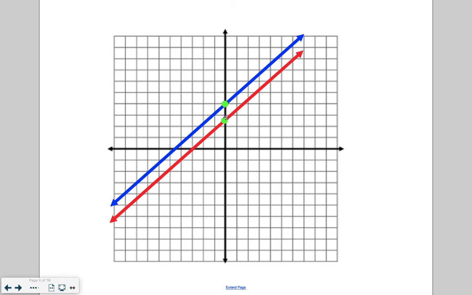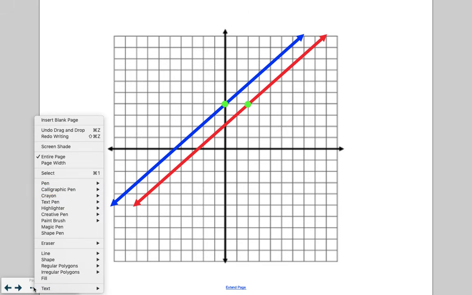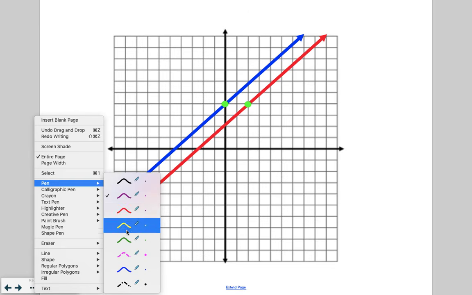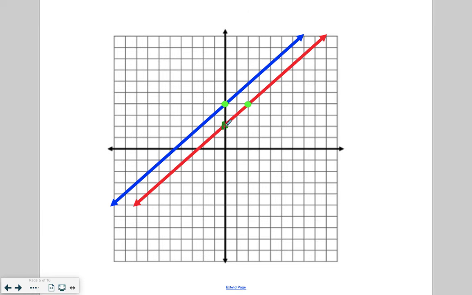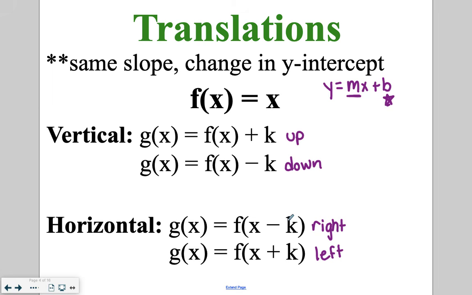Now, with the left and right, if I take this point and I shift it 1, 2 places to the right, this green dot is no longer my y-intercept. My y-intercept has shifted down 2 spaces. That's why when you move to the right, your y-intercept value is moving down the graph. That's why it's x minus a k value to move to the right.